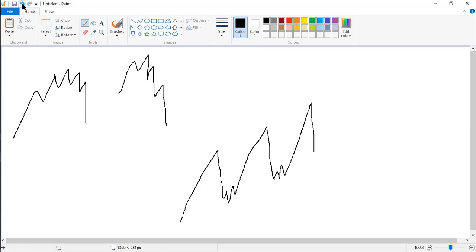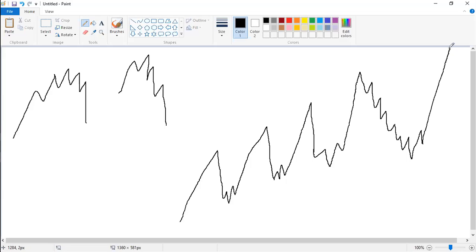then sometimes let's say you have a complex pullback. Okay, let's do this. This is the breaker. Then you have a complex pullback, then breaker block, then price goes up. So you can get them here, right here. Okay. Also, you can get them on lower time frame.